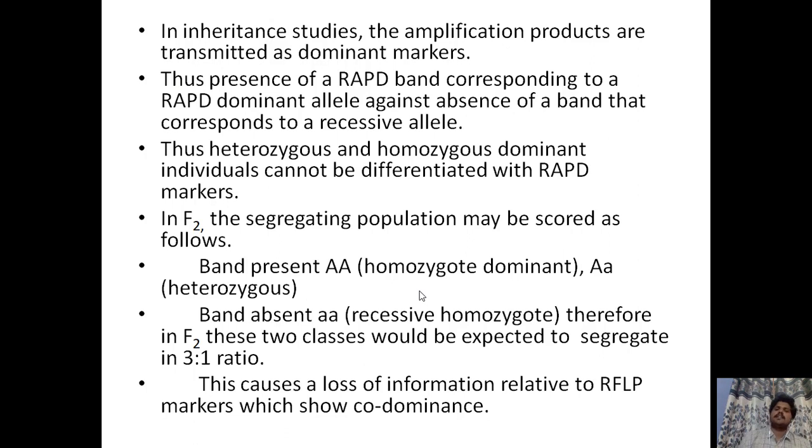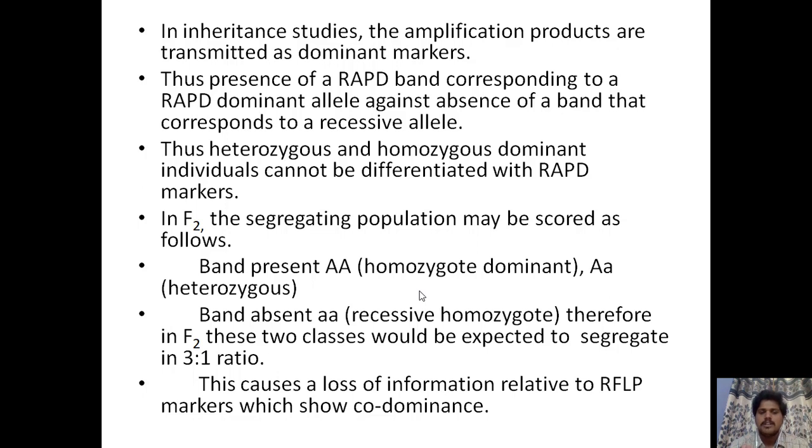Then in inheritance studies, the amplification products are transmitted as dominant markers. Thus the presence of a RAPD band corresponds to the dominant allele, against absence of the band that corresponds to a recessive allele. So heterozygous and homozygous dominant individuals cannot be separated with RAPD markers. This is going to be the biggest drawback with RAPD markers. In F2 segregating populations, they may be scored as follows. If the band is present, AA is a homozygote dominant, capital A small a is a heterozygote, and the band is absent for small a, which is a recessive homozygote.